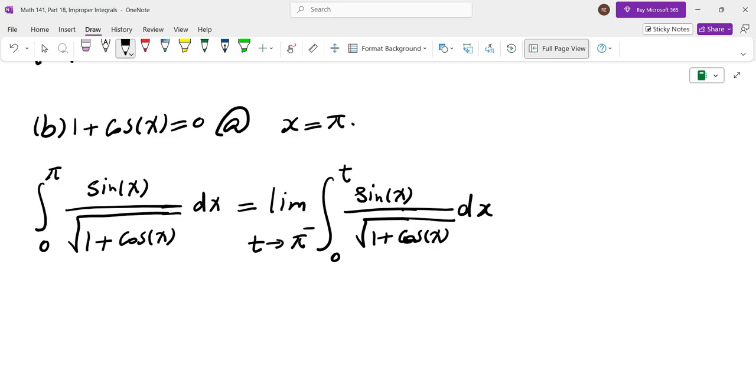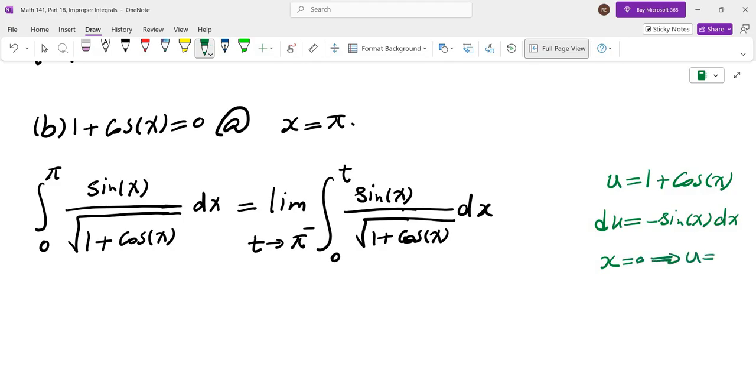Well, we see that the derivative of 1 plus cosine is negative sine, which is up there. So we take u equals 1 plus cosine of x. Du is negative sine x dx. Now the limits of integration are also going to change. When x is 0, u becomes 2. 1 plus cosine of 0 is 2. I have to plug in the endpoints, which is t and 0. So u becomes 1 plus cosine of t.